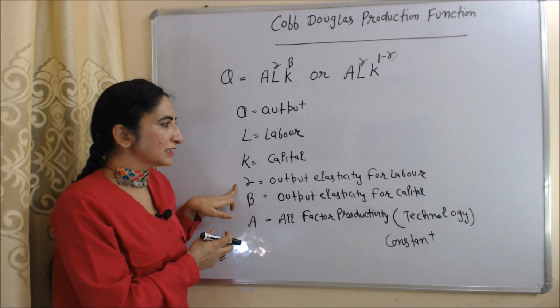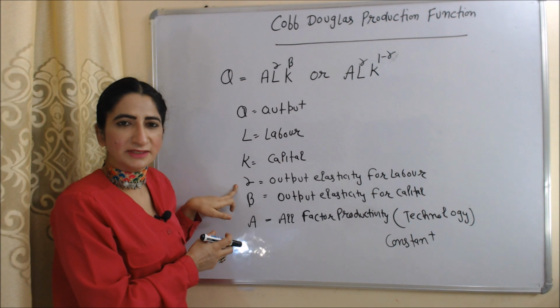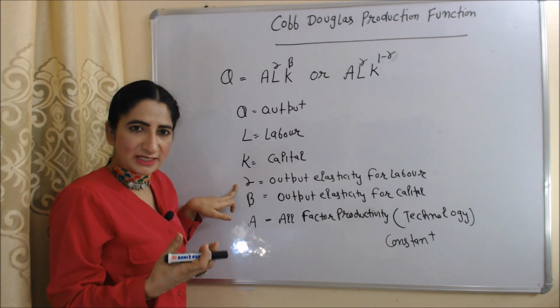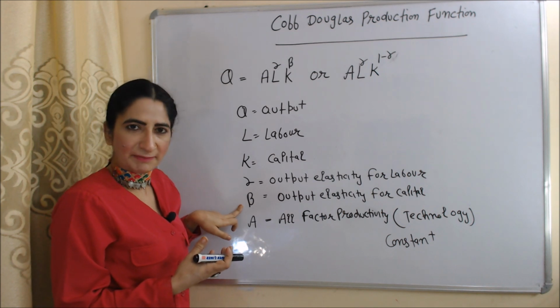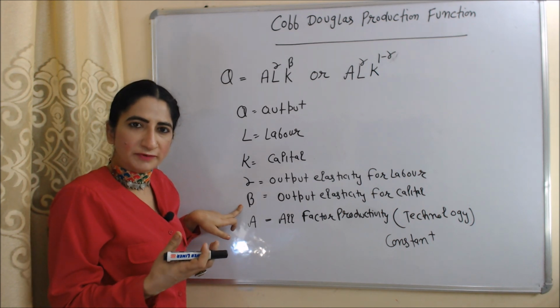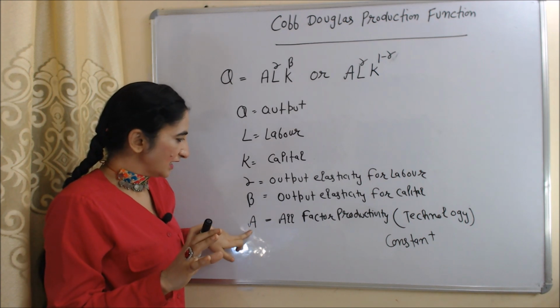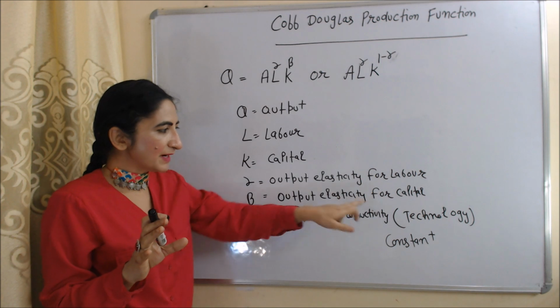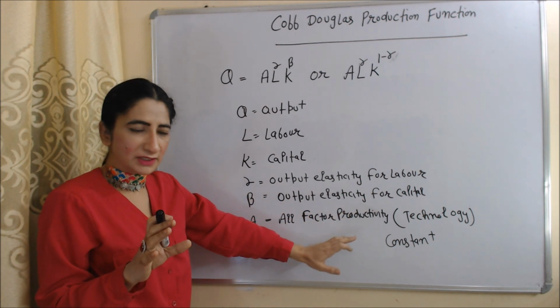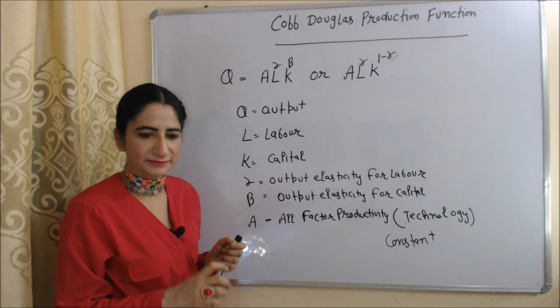Alpha means output elasticity for labor, that means how much output will change with a change in labor. Beta is output elasticity for capital, meaning how much output will change with a change in capital. A is total factor productivity, which depends on technology, and here we assume A is constant.